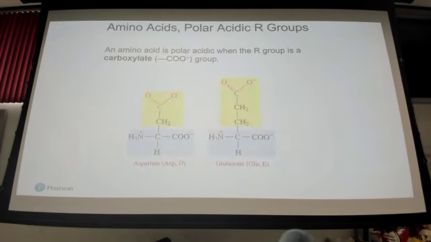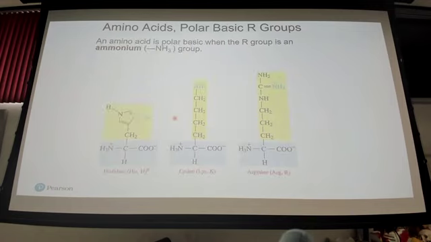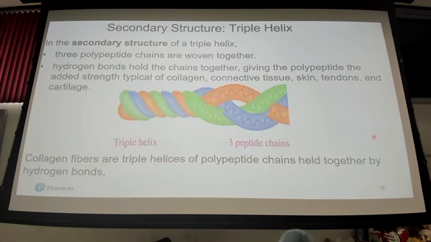All right, we talked about the polar acidic. They have that extra carboxylate group, one here in the backbone and one here, which is going to make it negative at physiological pH. And same thing with this polar basic, they have an additional ammonium group, which is going to make it positive at physiological pH. Talked about the different structure types.